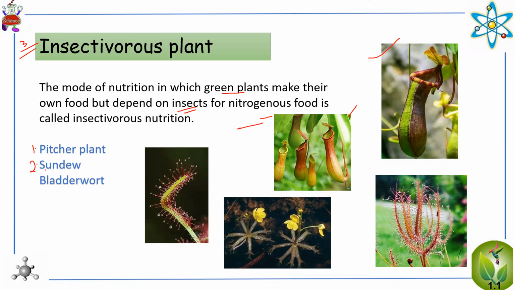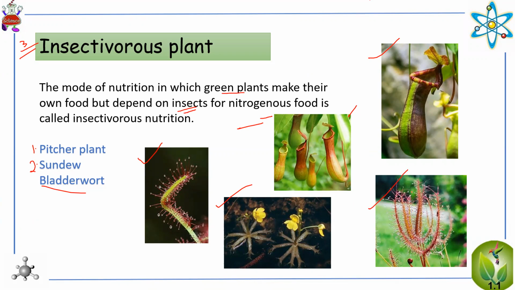The second one is the sundew, and this is the sundew. These two are sundews, and the third one is bladderwort. This one looks creepy, but this one is the prettiest one. These two are pretty.